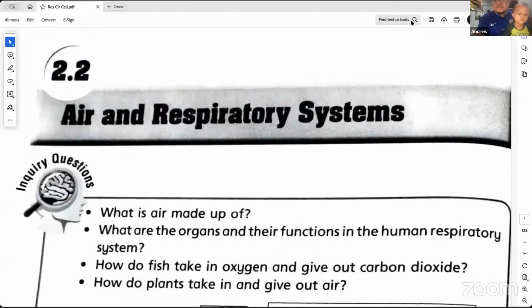We have gone through the water cycle and the life cycles. Now we are going into systems. Today we're going to look into the air and the respiratory system.